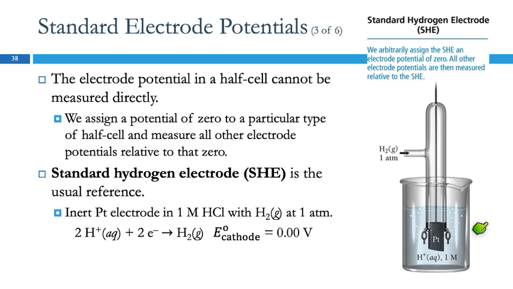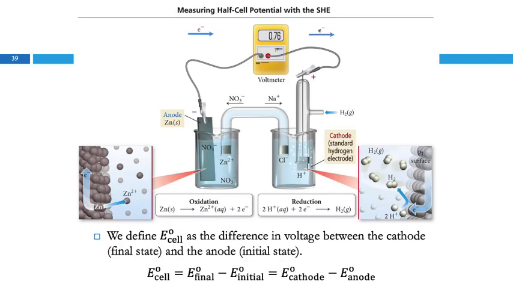These electrodes are not super convenient because you have to have hydrogen gas at a pressure of 1 atmosphere, but we don't use them very often. They were just used to measure everything else, right? And so then everything is measured relative to this, but then we don't need to use it anymore. So this is how you would measure a half-cell potential with the standard hydrogen electrode. This side is the standard hydrogen electrode, and over here we have that zinc oxidation reaction.